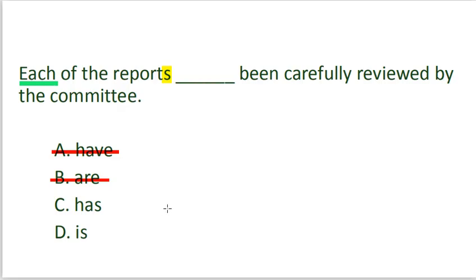Which of them would fit each of the reports dash been, B-E-E-N, been? Is cannot come before been. We cannot have is been. We can only have is being, but we cannot have is been. It is only has that can come before been. So option C is our correct option. Each of the reports has been carefully reviewed by the committee. Option C. Let's move to the next question.